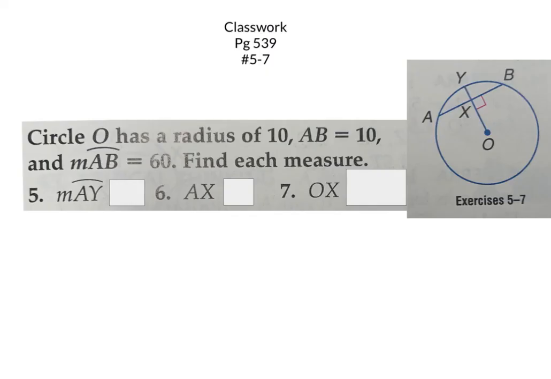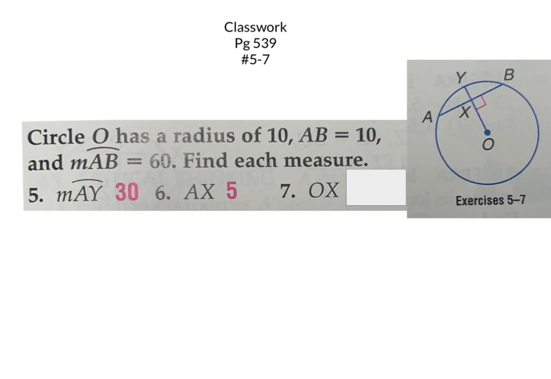Circle O has a radius of 10. AB, which is the chord, is also length 10. And the measure of the arc A to B is 60. Find the measure of the arc AY. We know that that is perpendicular based on the picture that they gave us. So we know that it cuts it in half. So you should have gotten 30 there. A to X is half of the chord, because it's perpendicular, so it cuts that in half as well. So you should have gotten 5 there.